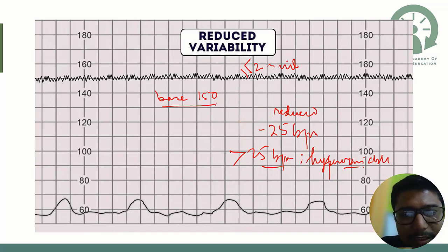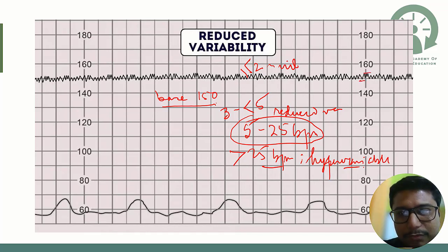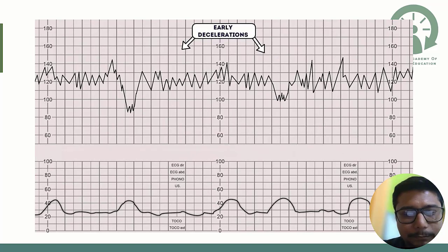5 to 25 is the normal range. So if it is less than 5, like 3 to less than 5, it is known as reduced variability, whereas if it is 2 or less, it is known as nil variability. So 5 to 25 is the normal range of variability. In this case, we can see variability is definitely less than 5. So it is a case of reduced variability.